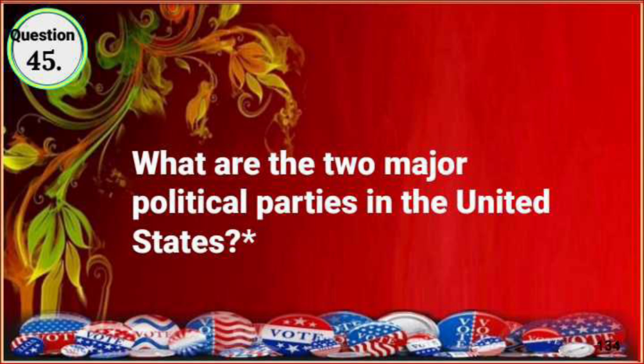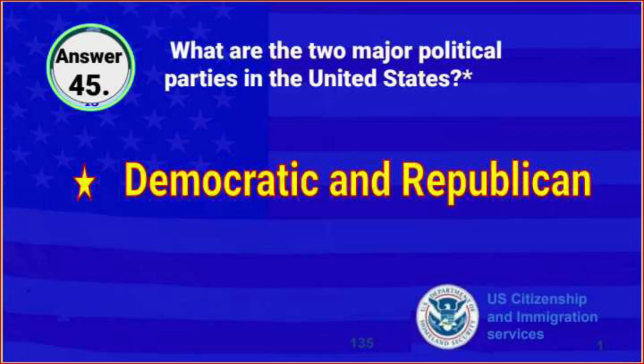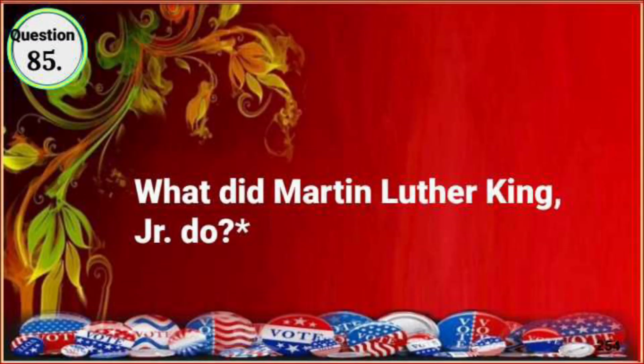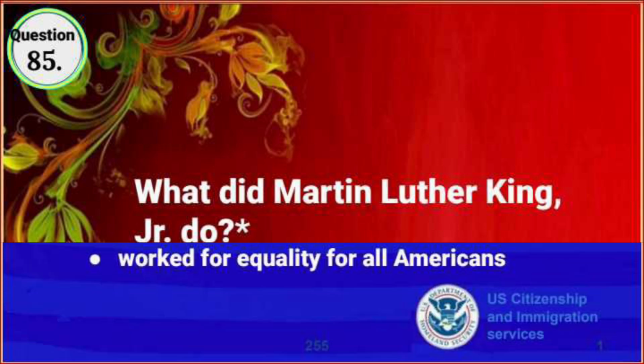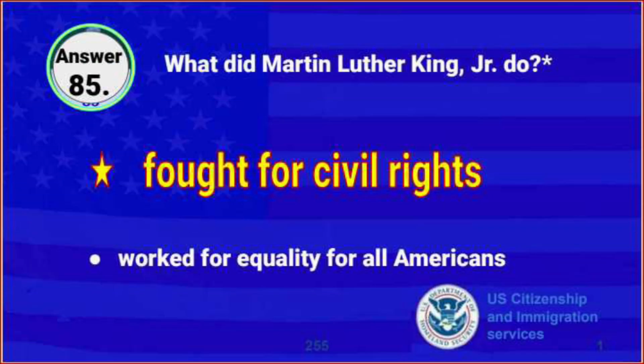What are the 2 major political parties in the United States? Democratic and Republican. What did Martin Luther King Jr. do? Fought for civil rights.